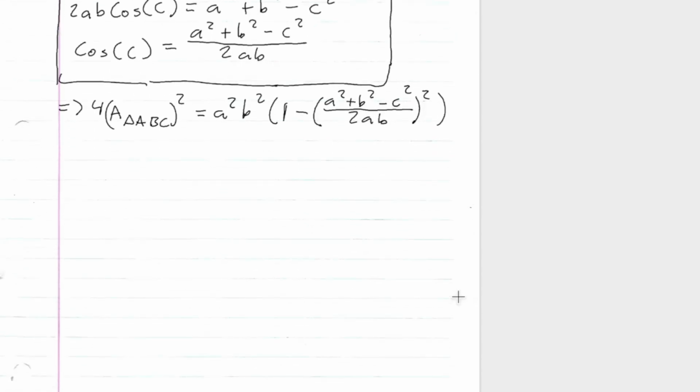All right, so now let's go ahead and do this squared, right? This times this. So this implies that 4 times the area of triangle ABC squared is equal to a squared b squared times 1 minus. So remember, with fractions, we multiply straight across. So a squared plus b squared minus c squared times a squared plus b squared minus c squared would just be this squared, right? I'm just going to leave it exactly like that.